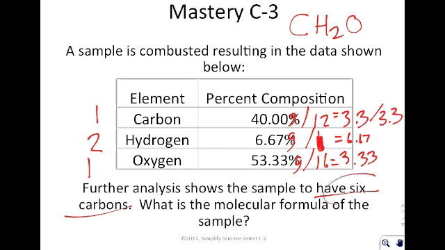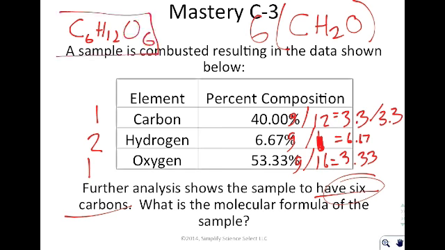Now, it says that you have 6 carbons. Well, here I only have 1. So to have 6 carbons, I need to multiply this whole thing by 6. And in doing so, I get C6H12O6, which is the molecular formula for glucose.